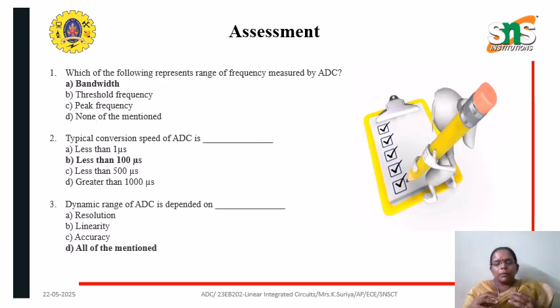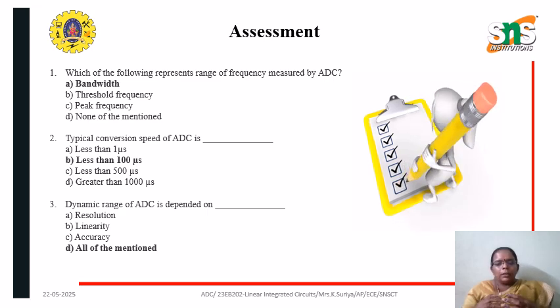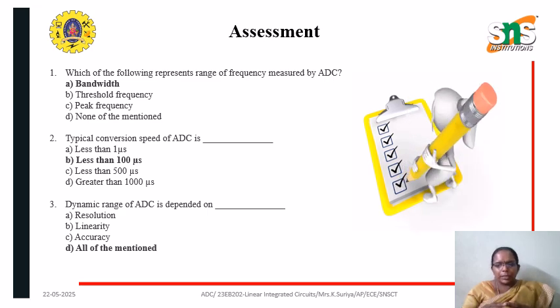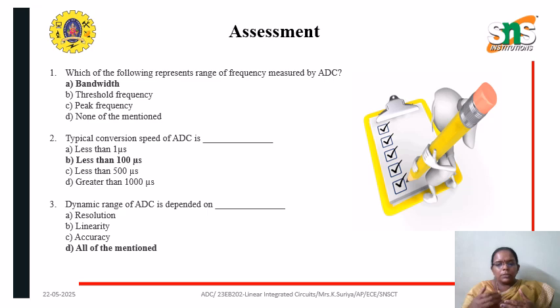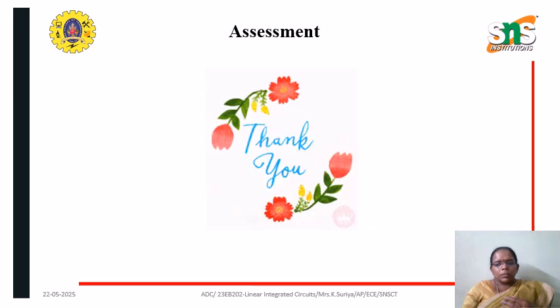Let us take up some assessment questions. First one is which of the following represents the range of frequencies measured by the ADC? And the answer is bandwidth. Next one, typical conversion speed of an ADC is less than 100 microseconds. Dynamic range of ADC is dependent on all the three, which is resolution, linearity, and accuracy. Thank you for watching this video.